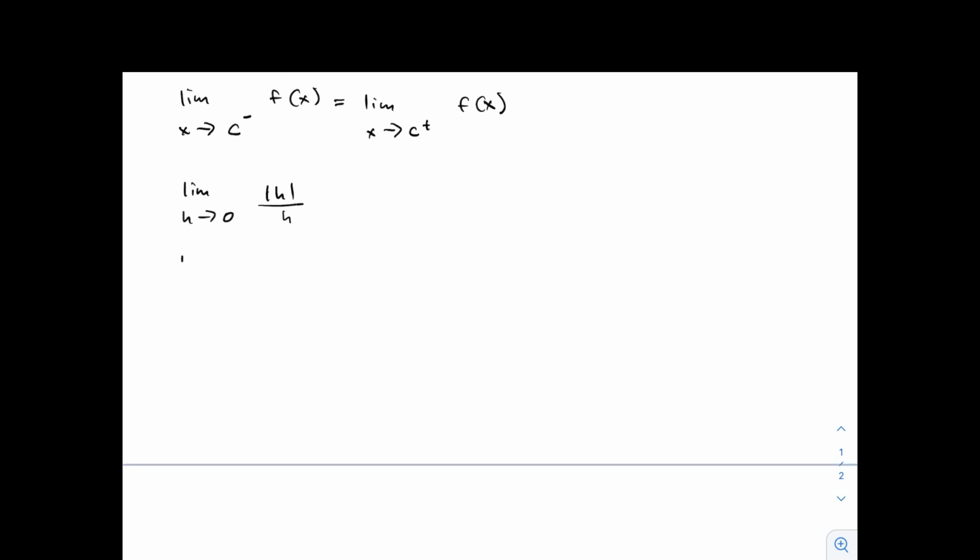Well, let's consider the limit as h approaches 0 from the left of absolute value of h over h. Well, considering a slightly negative value, right, slightly to the left of h equals 0, the absolute value of that term will still be positive, but because we have a negative term, we're dividing by negative, and we have positive over negative, and this becomes negative 1.